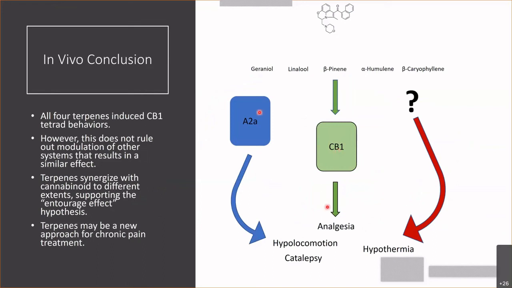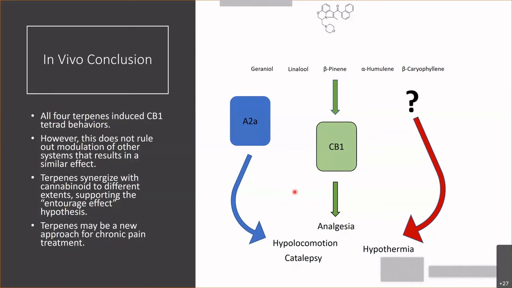The in vivo conclusion: all 4 terpenes are producing analgesic effects that are mediated by the cannabinoid 1 receptor. They're producing hypolocomotion and catalepsy that's produced at least in part or heavily by the adenosine 2A receptor. Hypothermia is produced by some other receptor system, which we really haven't identified yet. But you have this suite of behaviors being engaged by different receptor systems by the terpenes. And they all synergize with cannabinoid to different extents. They all fully synergize in pain relief, but synergize to different extents in the different side effects, suggesting that you can come up with that one right terpene or that one right terpene blend that will maximize your pain relief and minimize your side effects. And that's really something that we're looking forward to doing and working on now.